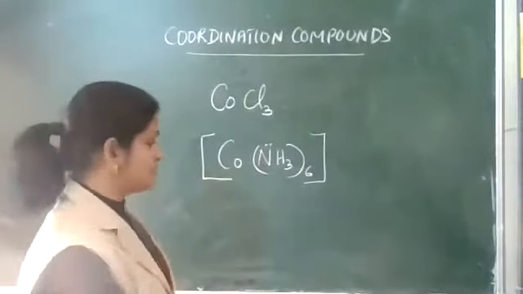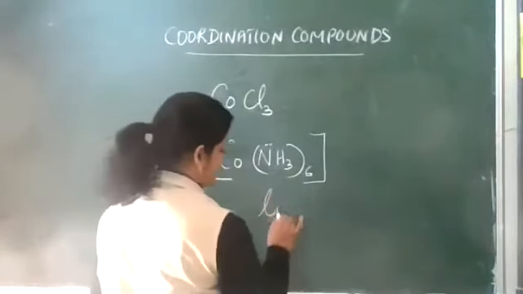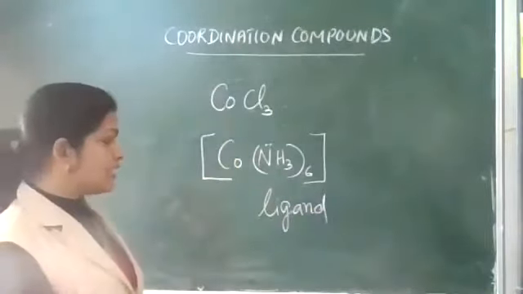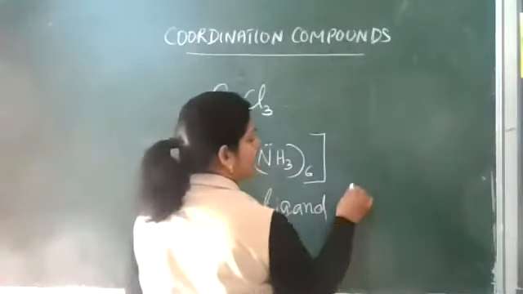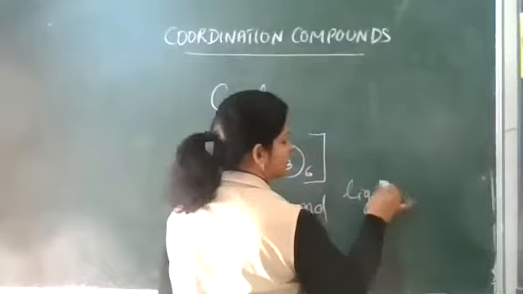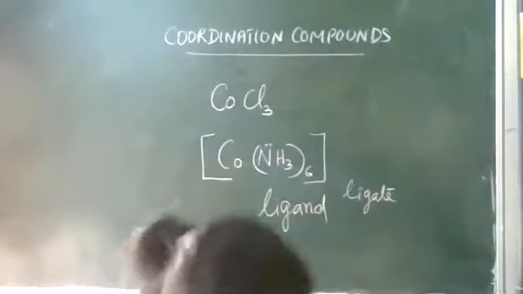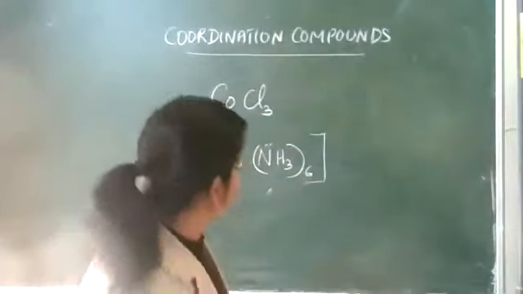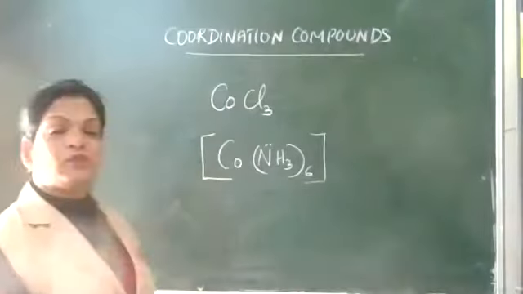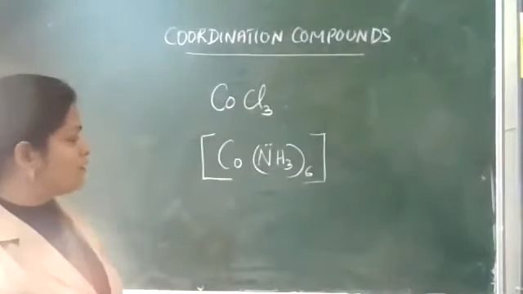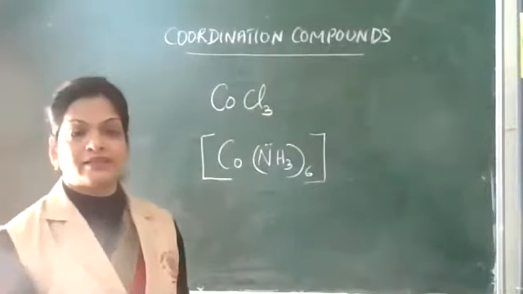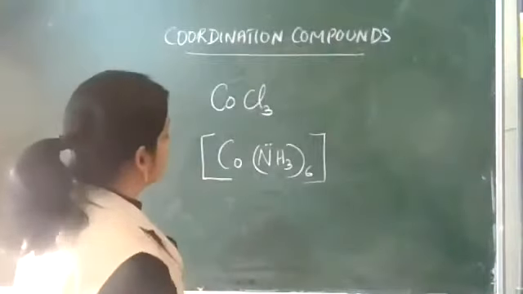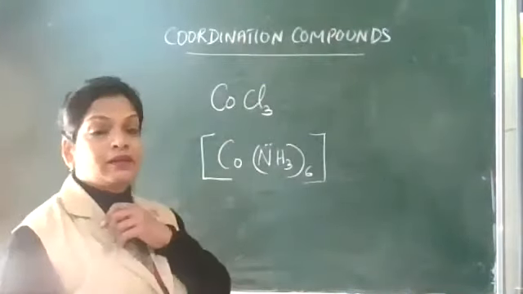A species which can donate a pair of electrons, we know it is a nucleophile. Here we use the term ligand. Ligand means the one which donates. Ligand, the one which can ligate, means donate a pair of electrons. So you can call this ammonia a ligand also. Ligands can give a pair of electrons. 6 ammonia can give 6 pairs of electrons and make bonds.